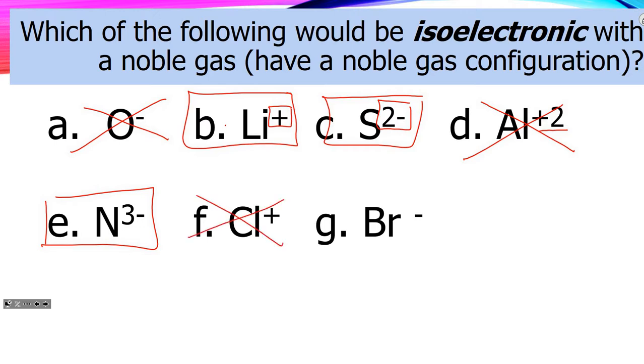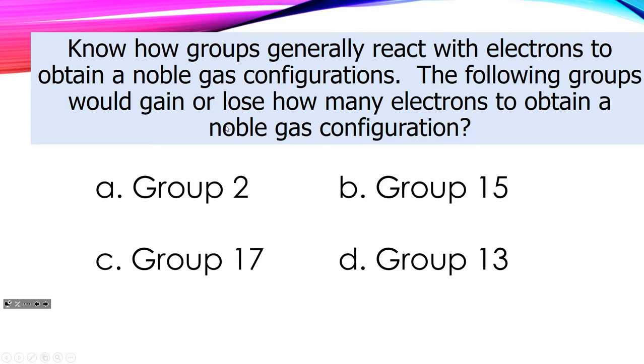Okay, can you see how fast this is now going into your brain? You can really just look at the periodic table and see how many it needs to gain or lose, right? Okay, so going forward, we need to be able to just look at a group number and be able to predict what charge it's going to be.